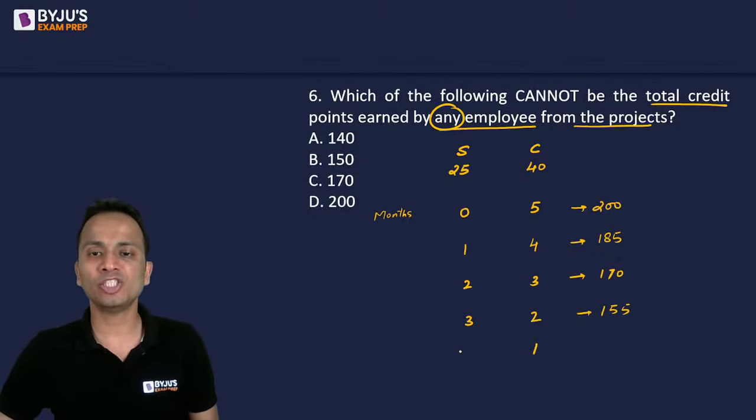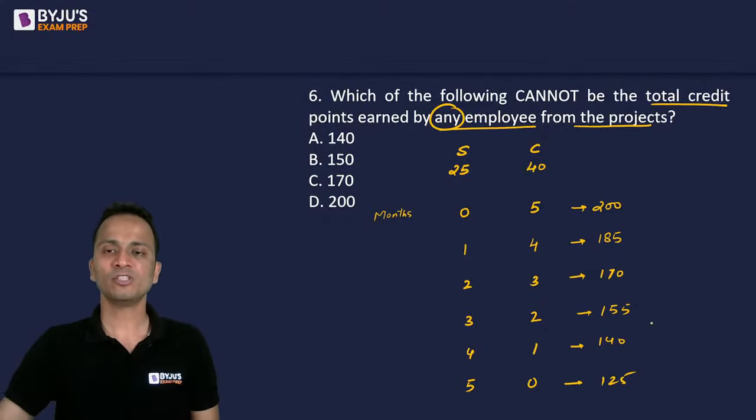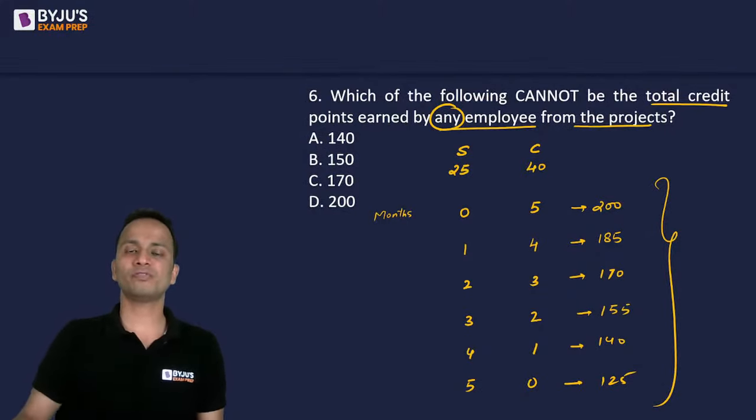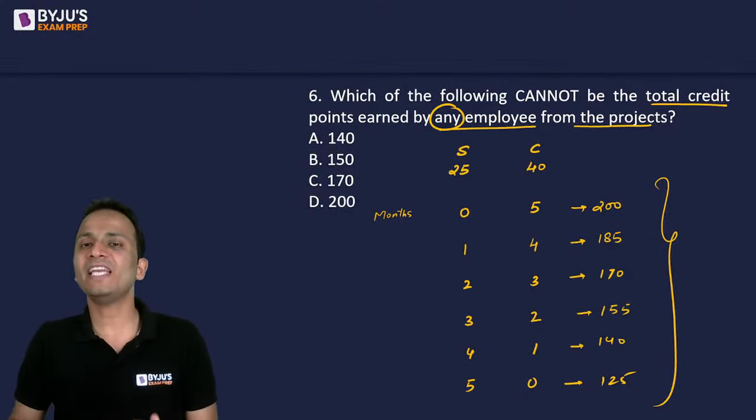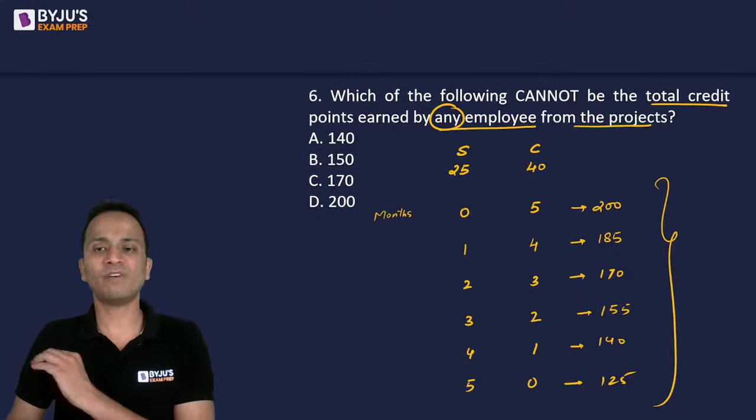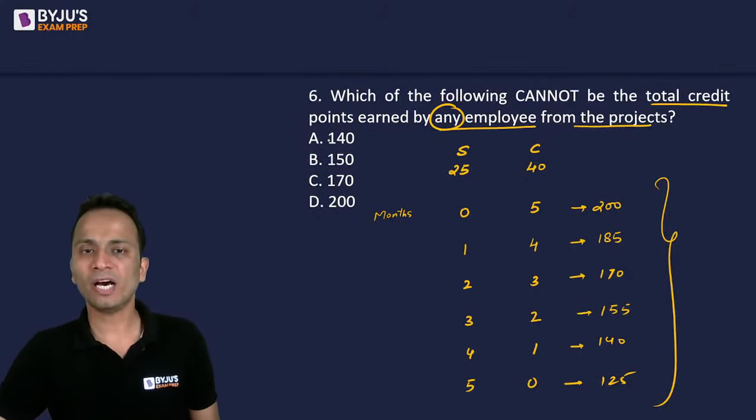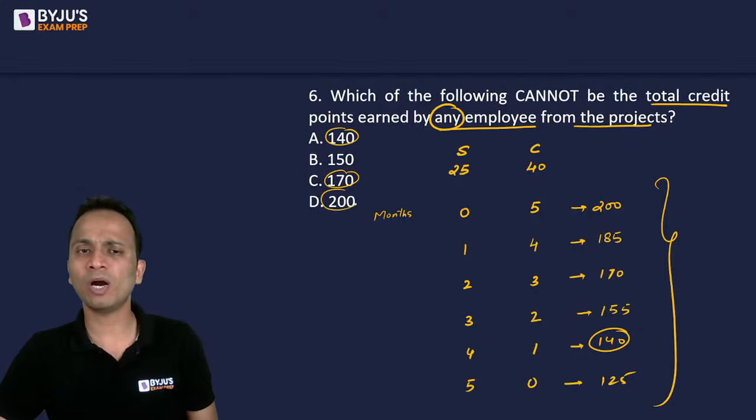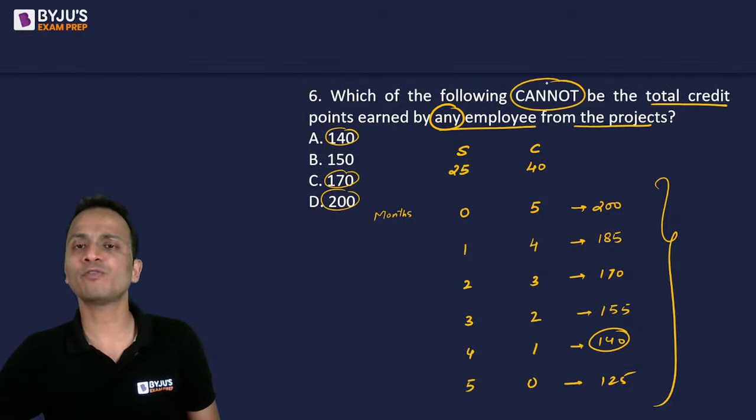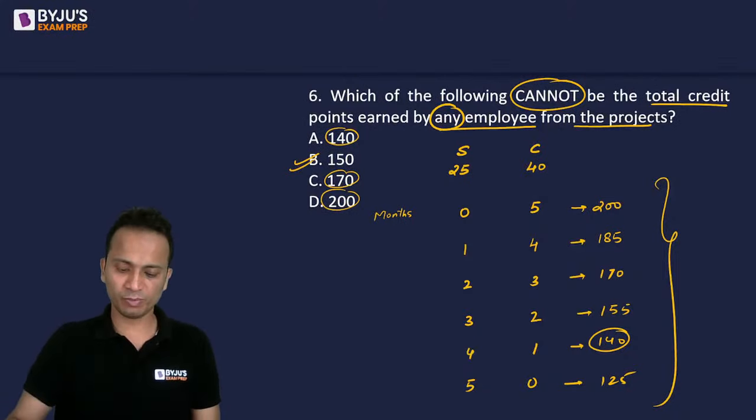Then 1 month challenging and 4 months standard. This is 140. And 5 months standard and 0 months challenging, this will be 125. So these are the possibilities of the earning of any of the employees for these 5 months. So 140, yes, it can be a possible value. 150 cannot be a possible value. 170 is a possible value. 200 is a possible value. So we have to find out which of the following cannot be. So the correct answer will be option B.